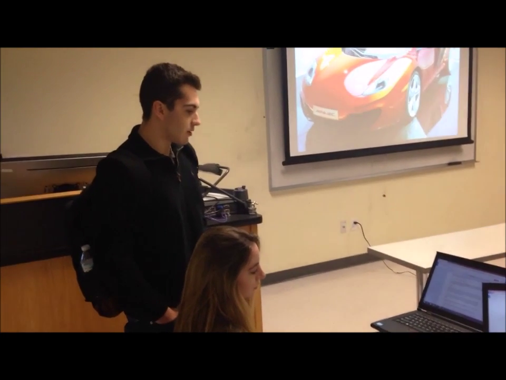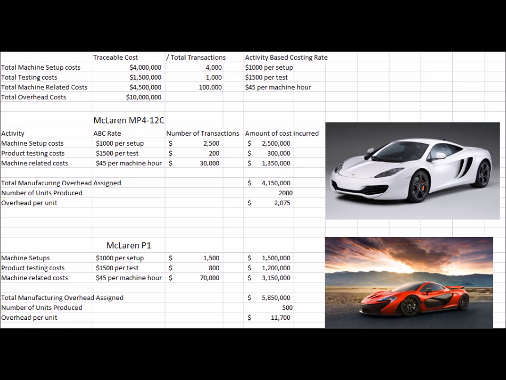ABC costing works like this. Let's say, hypothetically, that McLaren knows that they have incurred $10 million in overhead costs for one factory in the year. The first step in activity-based costing is to trace the total overhead cost to each individual cost driver. In this case, they are the number of machine setups, the number of product tests completed, and machine-related costs.